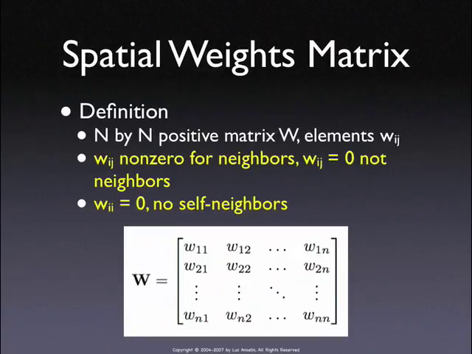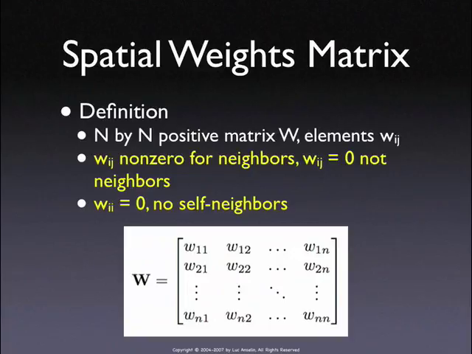Now that's a convention again. You could equally say, I am a self-neighbor. Then the diagonal elements would all be 1. I don't care which one you take, as long as you are consistent when you derive the test statistic, estimate your models, and so on. And as it turns out, it's a lot easier to have the diagonals be 0 than to have them be 1.